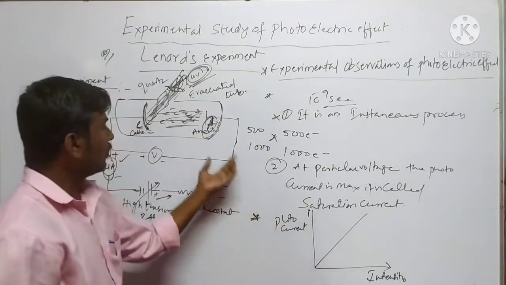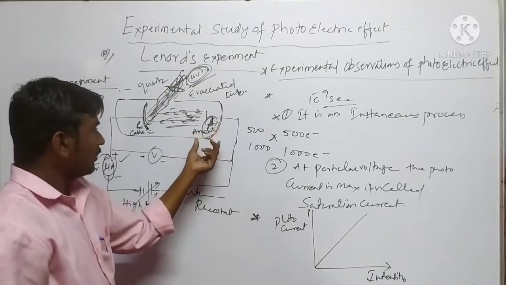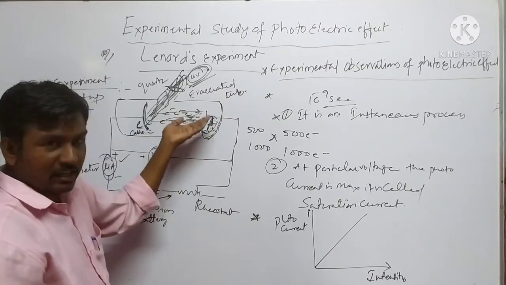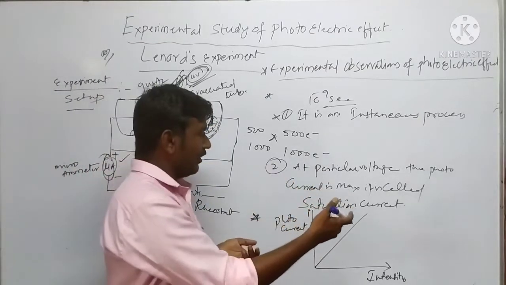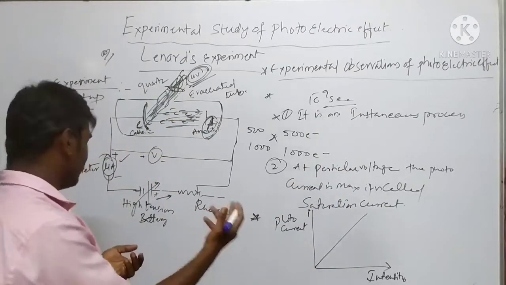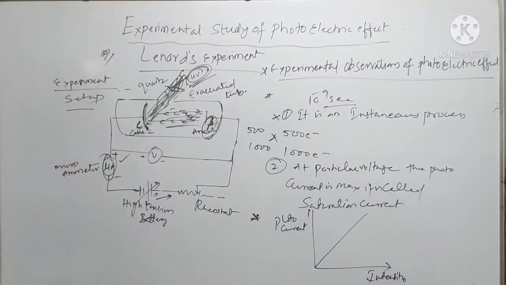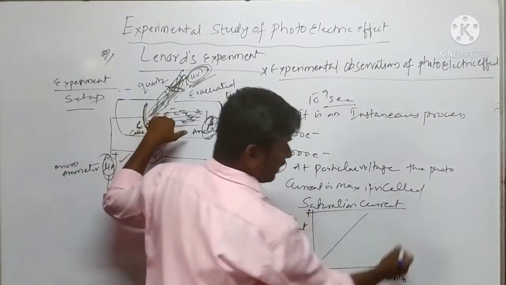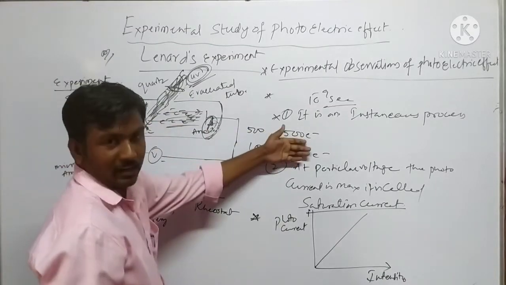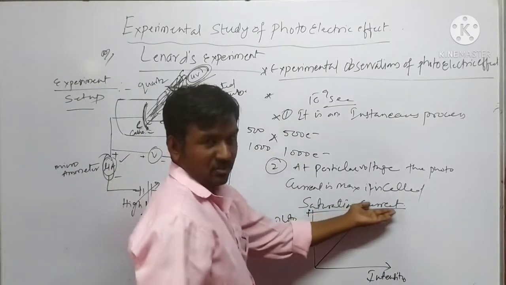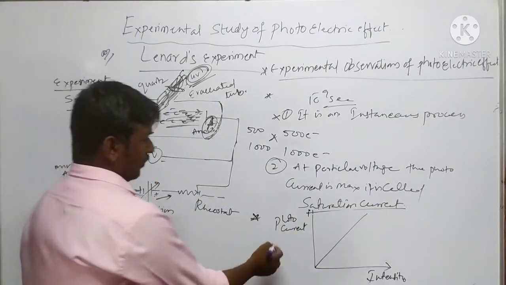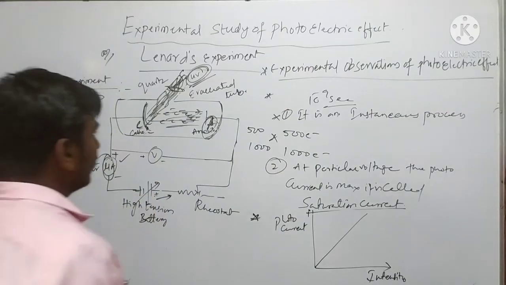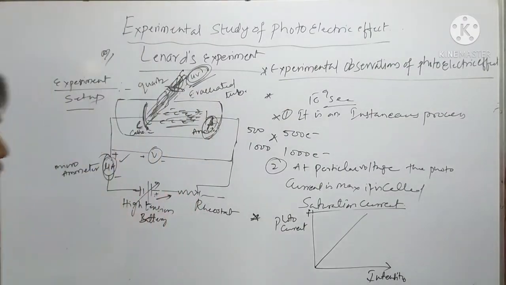The anode here is connected to a high potential battery. If we increase the voltage beyond some particular value, and you want to increase the saturation current, then we have to increase the intensity here. So if you want to increase the saturation current, you have to increase intensity. Okay, so this is the second observation. Thirdly, we will study a third and a fourth observation.